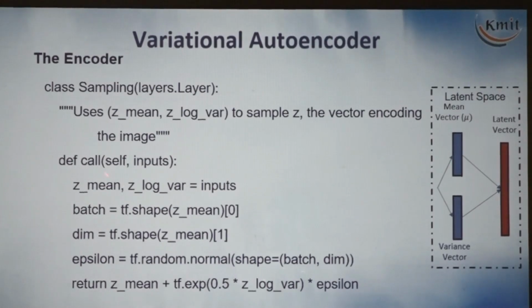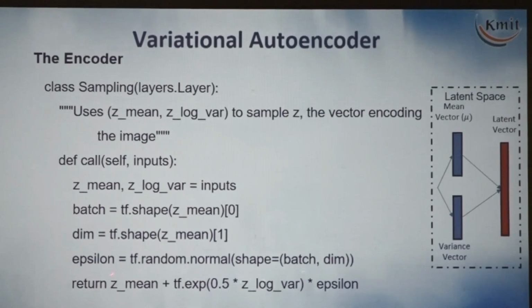So for that I am creating one class, Sample, and for that I am taking inputs. What are the inputs for the sample? There are two inputs: one is the mean vector and the second is the variance vector. Two vectors we are taking as input, so z_mean and z_log_var equal to inputs. Those two will be given into this, along with batch and dimension. This is to find the dimension of the normal distribution, how much we have to generate.